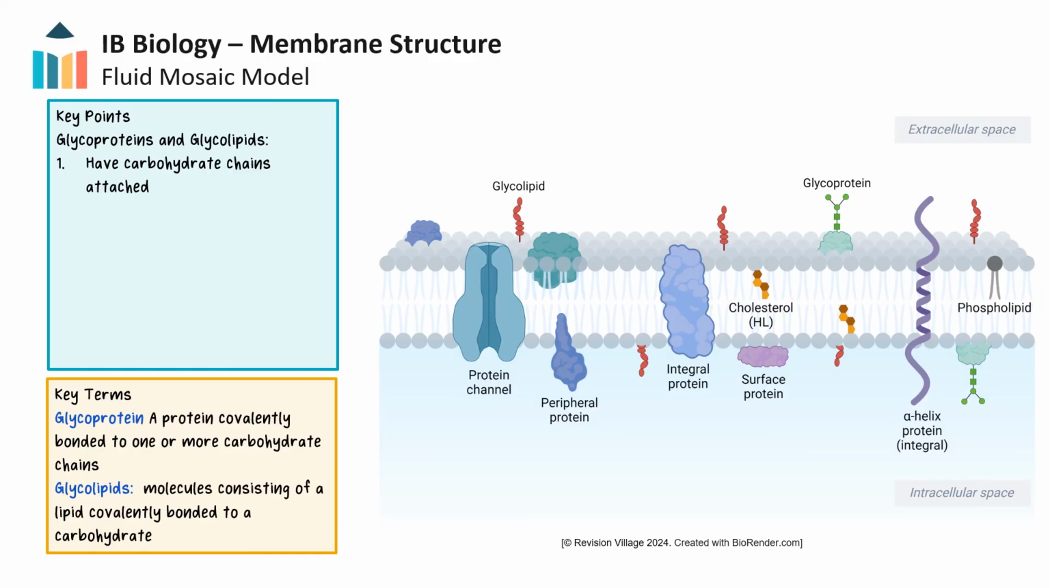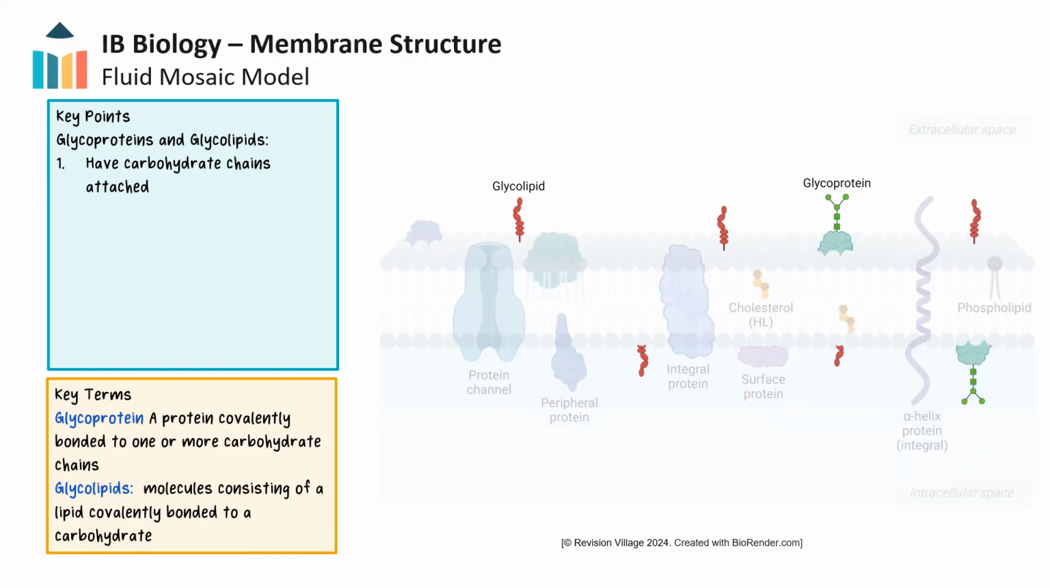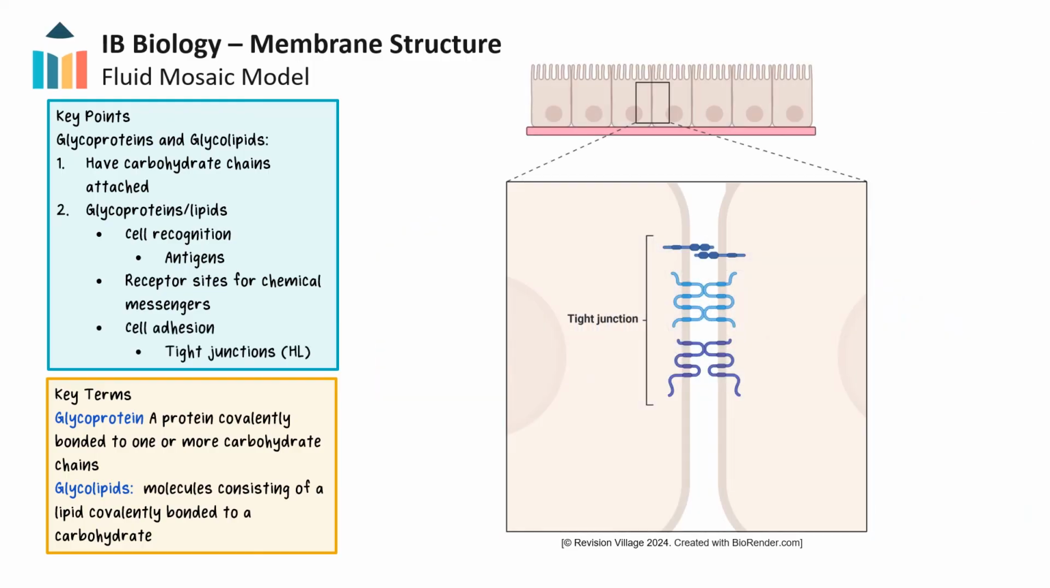Glycoproteins and glycolipids are another class of membrane molecules that have carbohydrate chains attached to them that are composed of glucose and other sugars. Glycoproteins are integral proteins that have a carbohydrate chain attached. Both glycoproteins and glycolipids play an important role in cell recognition. Many antigens, molecules that elicit the immune response, are glycoproteins. They can also function as receptors for chemical signals like hormones, and also function to promote cell adhesion. HL might recall that glycoproteins create tight junctions to join cells to form tissues.